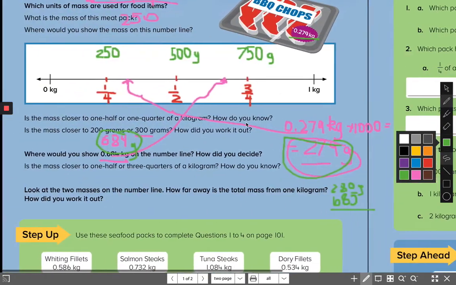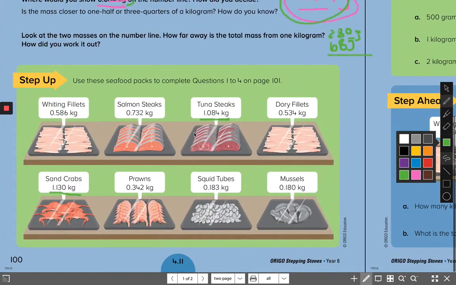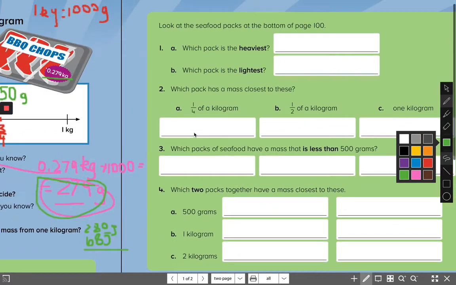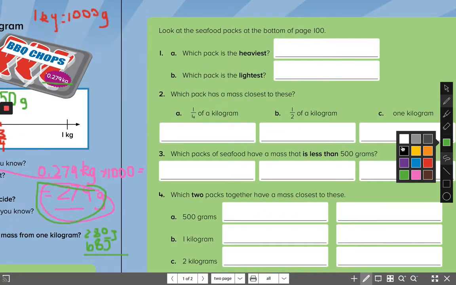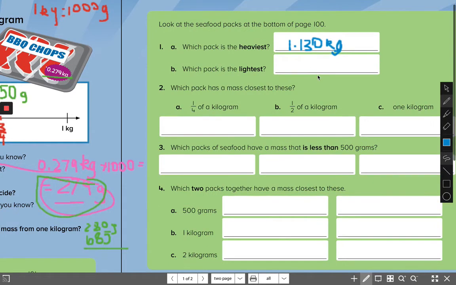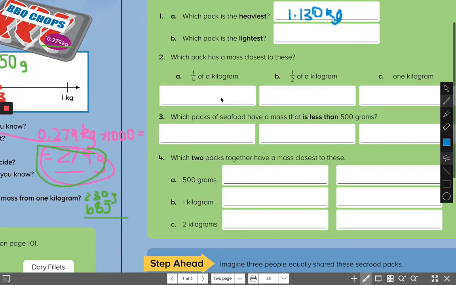So which pack is the heaviest? We're just going to write 1.13 kilograms. Very important to indicate the units at the end of your numerals, just so we know what we're dealing with, grams or kilograms. The next question is, which pack is the lightest?